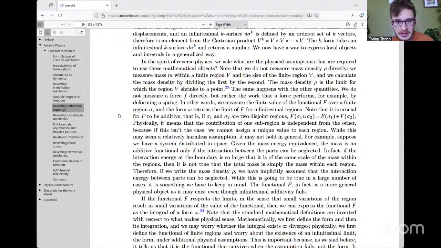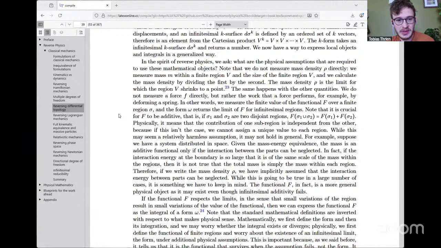Note that it is crucial for f to be additive. That is, if sigma 1 and sigma 2 are two disjoint regions, then f of sigma 1 and sigma 2 joined is the sum of the two. Physically, it means that the contribution of one subregion is independent from the other, because if this isn't the case, we cannot assign a unique value to each region.